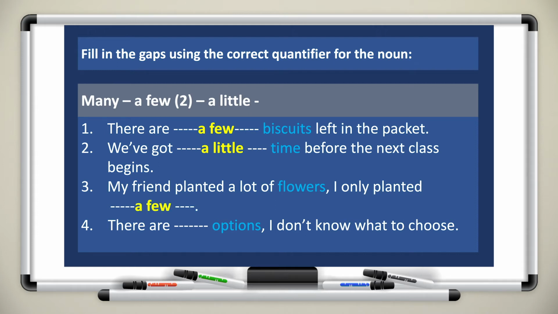3, my friend planted a lot of flowers. I only planted a few. 4, there are many options. I don't know what to choose. If you got it right, well done.